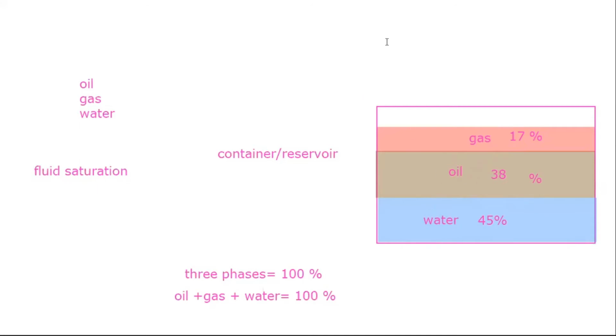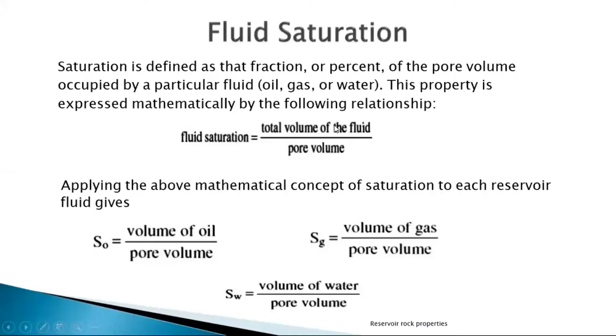And how we actually define it: the total volume of the fluid, for example oil, gas, or water, divided by the pore volume. So it's a fraction or the percent that is occupied by the particular fluid. That's it. For example, it is 100%. So how much water is occupying the pore space, the container? How much gas is occupying, or how much water?